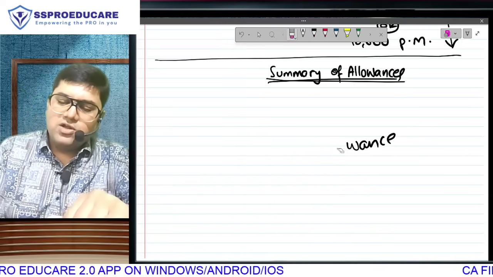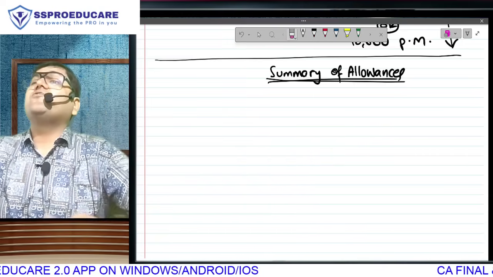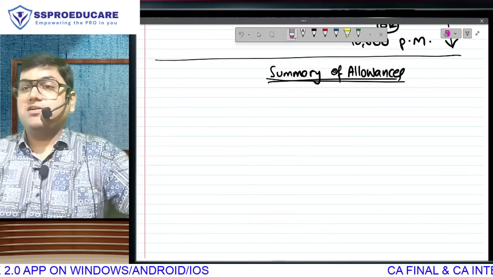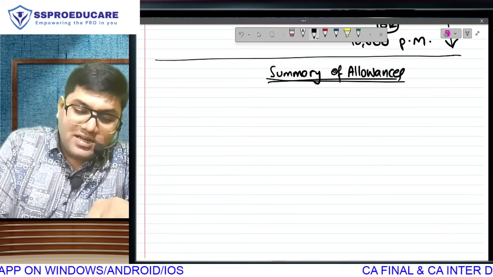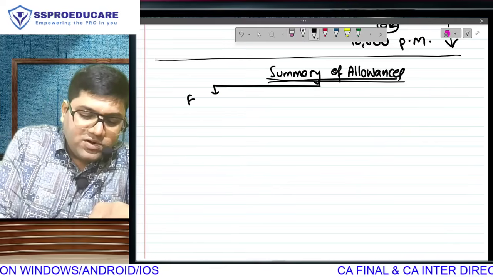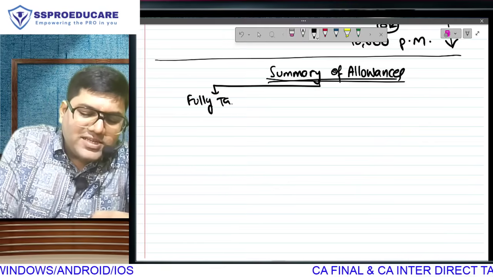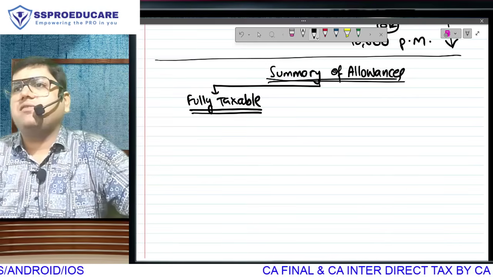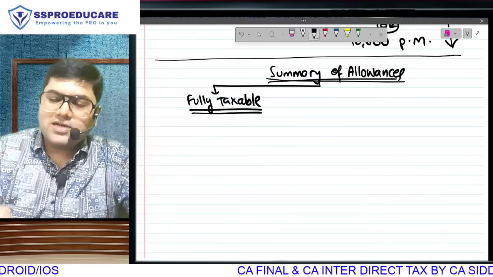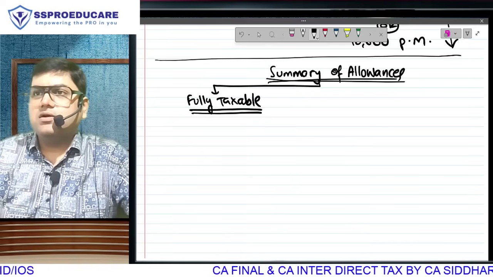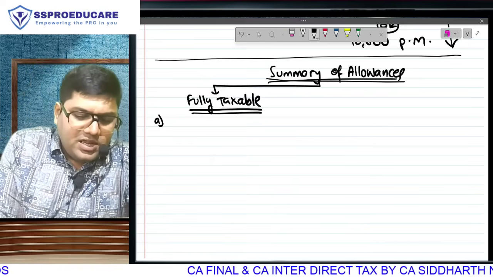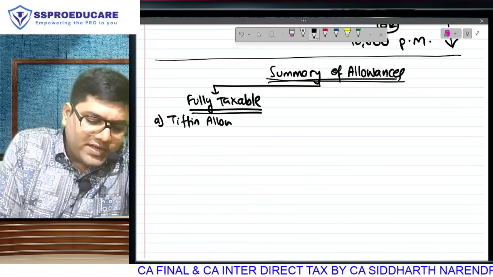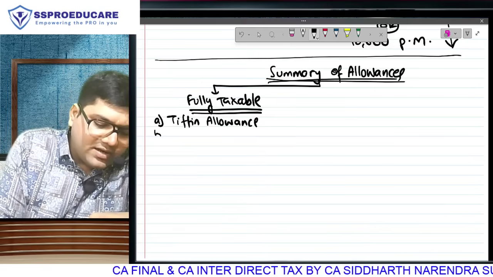Exemptions are given for selected allowances which we have studied. Any allowance which we have not studied under exemption means that allowance is fully taxable. If there is no exemption given, studied or taught, it simply means that that allowance is fully taxable. So there are so many allowances which are fully taxable. For example, have we studied anywhere tiffin allowance? No. For example, have we studied anywhere car allowance?